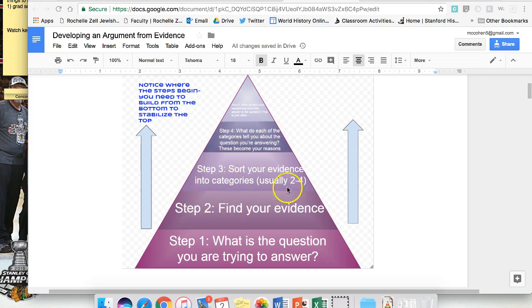You then need to sort your evidence into groups or categories, usually about 2 to 4. Step 4: what does each of these categories tell you about the answer to your question? Then those categories become reasons, your lines of argument that you're making to support your claim. Then at the end, I know it's hard to read, so I'll read it for you: what do all of your reasons tell you about the answer to the question? And that's your claim, sort of your answer to the question. So together, your claim and your reasons make up your thesis. Let's walk through an example together.